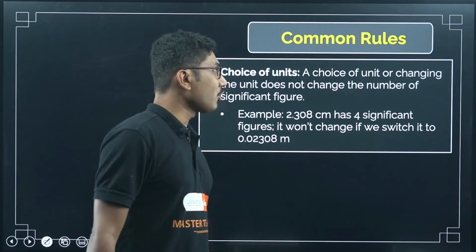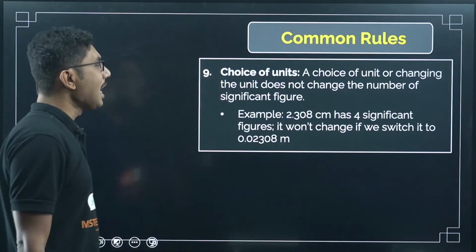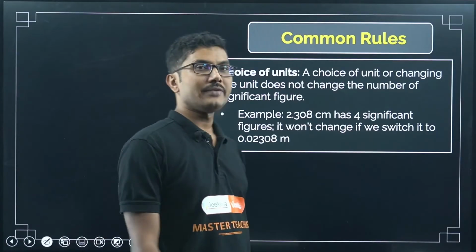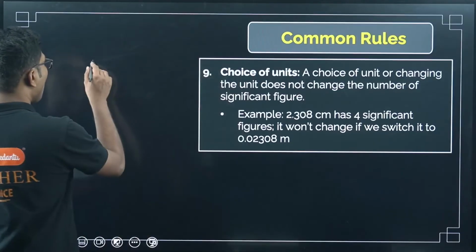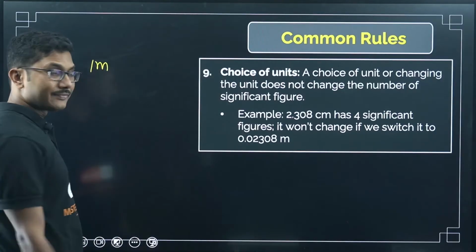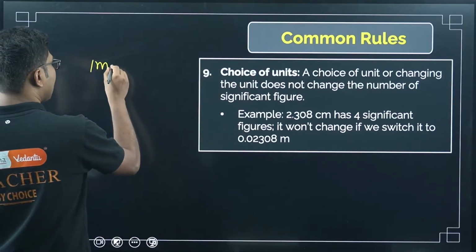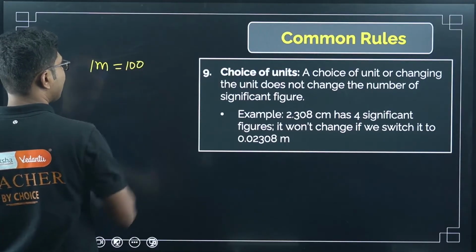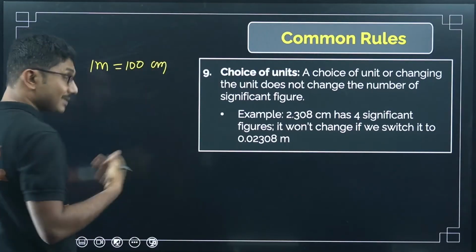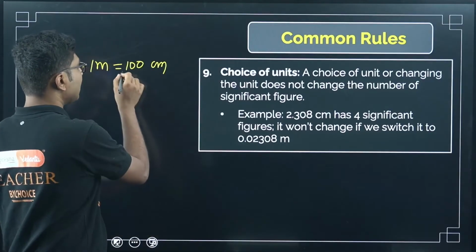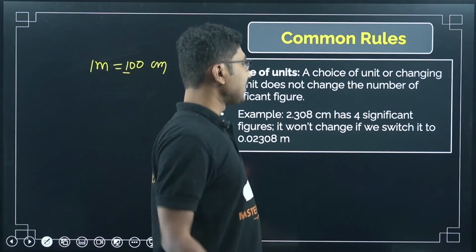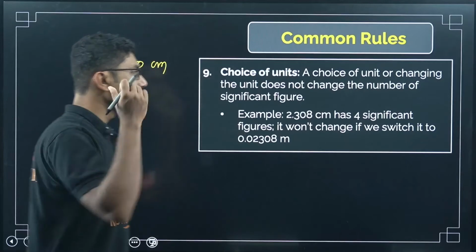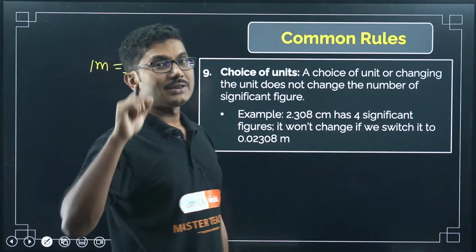Choice of unit, or changing the unit, does not change the number of significant figures. For example, if I say 1 meter, how many significant figures? 1. Now if I convert it into centimeters, 100 centimeters, how many significant figures? Still 1. Even if you change a number to different units, the significant figures will not change.